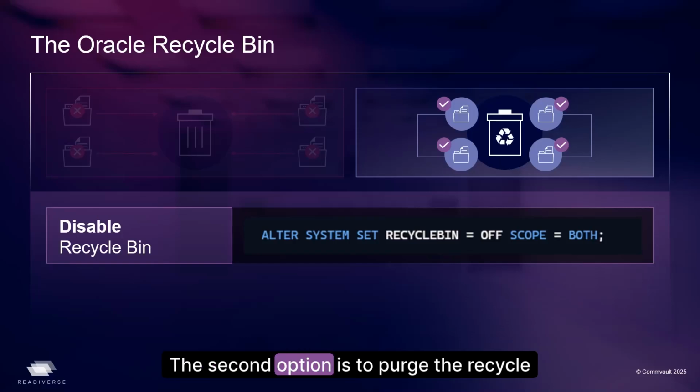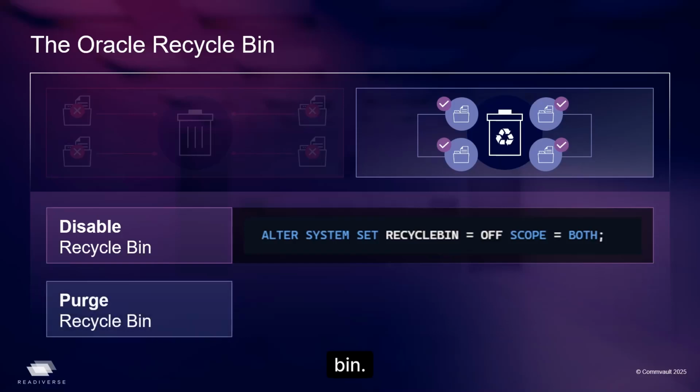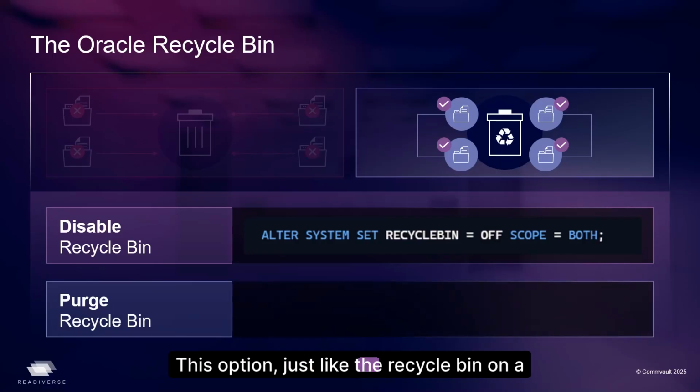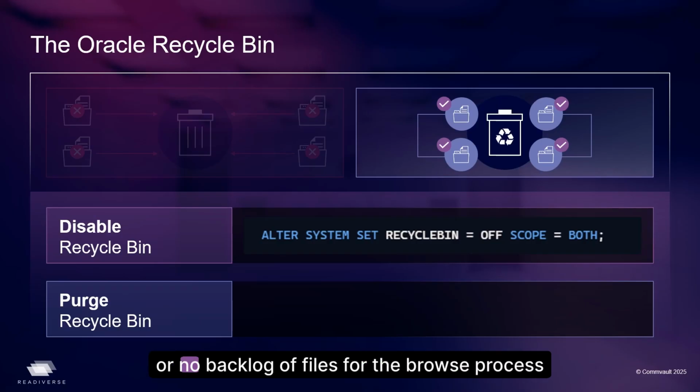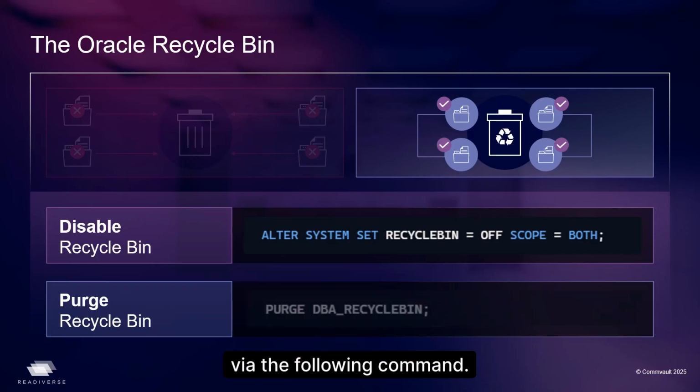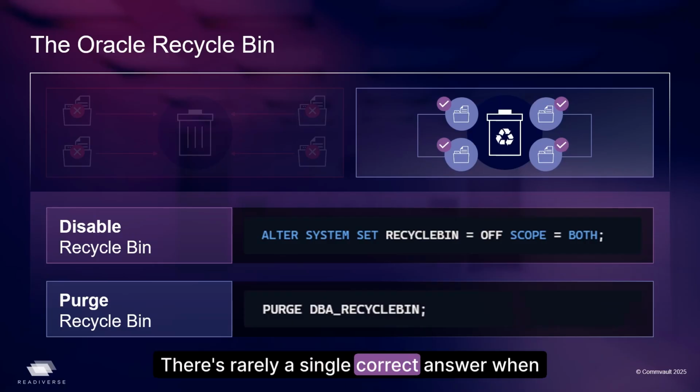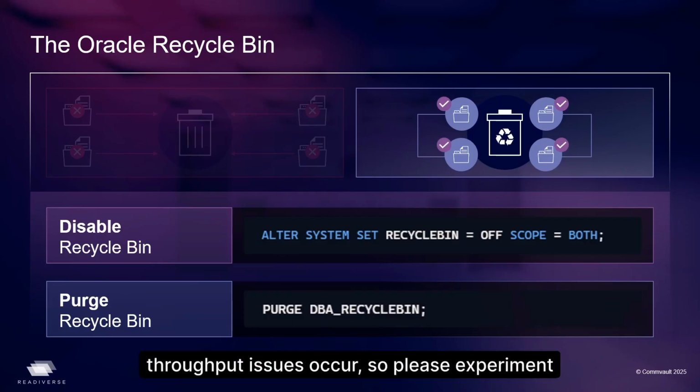The second option is to purge the recycle bin. This option, just like the recycle bin on a PC desktop, will permanently delete all recycle bin content, ensuring a smaller or no backlog of files for the browse process to go through. The database administrator can achieve this via the following command. There's rarely a single correct answer when throughput issues occur, so please experiment with what works best for your environment.